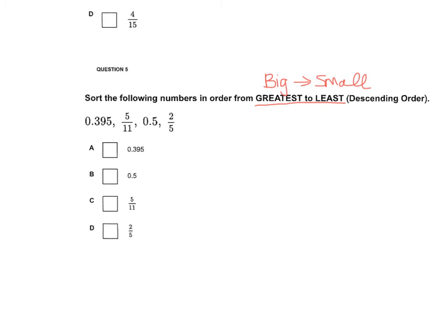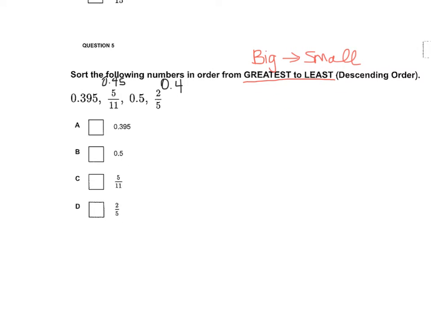So I'm going to do the same thing. I want to set them up the same. I need them to all be decimals so they look the same. So I have 0.395, 5/11. So I'm going to say 5 divided by 11. And that is 0.45. It keeps going. It repeats, but I'm just going to put 0.45. 0.5, 2/5. So I'm going to say 2 divided by 5. And that is 0.4. So I'm going to go over here and make my list.